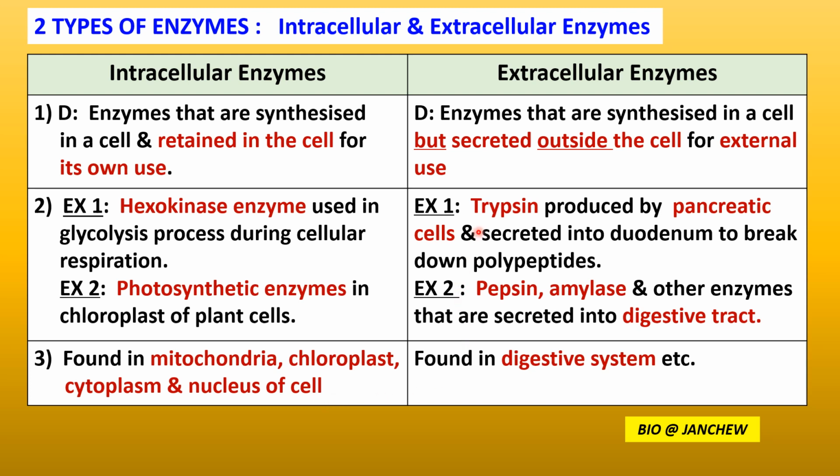Now for extracellular enzymes, an example is trypsin. Trypsin is produced by pancreatic cells, or cells of the pancreas, but after that it is secreted outside the cell into the duodenum or small intestine to break down the polypeptides during protein digestion. Enzymes involved in the digestion of food in the alimentary canal are all extracellular enzymes. Other examples are pepsin, amylase, and other enzymes that are secreted into the digestive tract to digest food. So where are these extracellular enzymes found? One example is that they are found in the digestive system, in the alimentary canal.